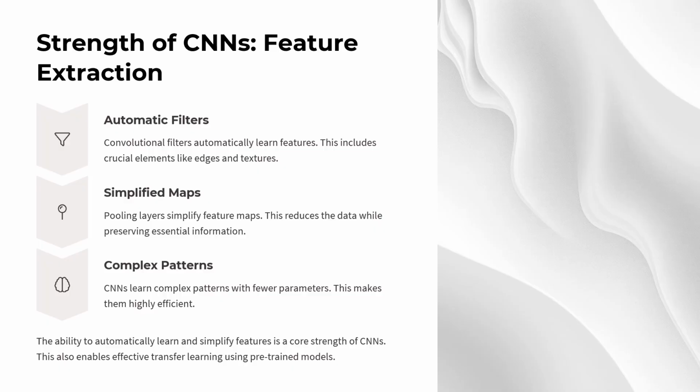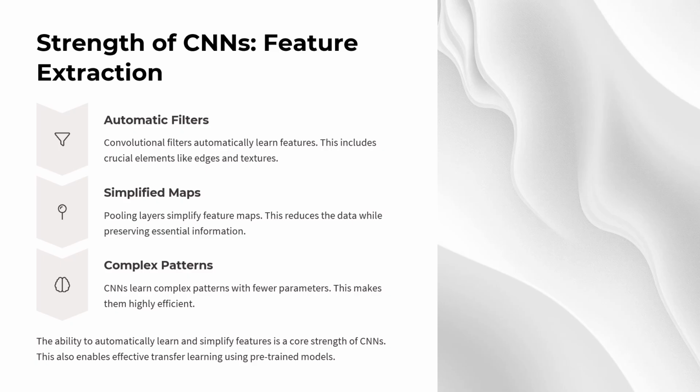Next, strengths of CNN. First one, automatic filters. CNN uses convolutional filters that learn features directly from the data. No manual design needed. These filters detect crucial details like edges, textures, and shapes, which are essential for understanding images.